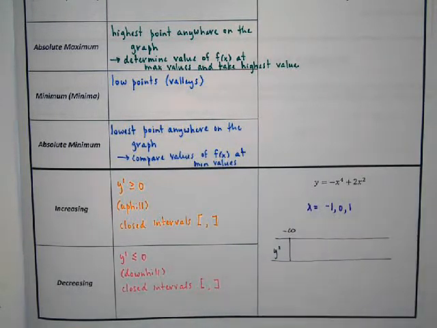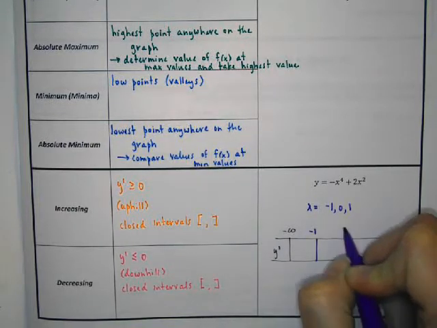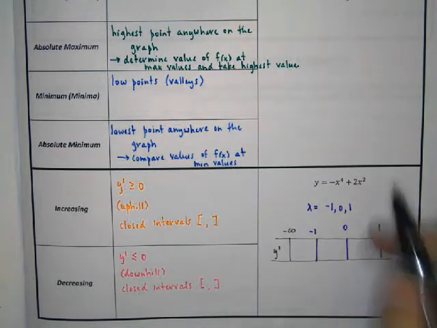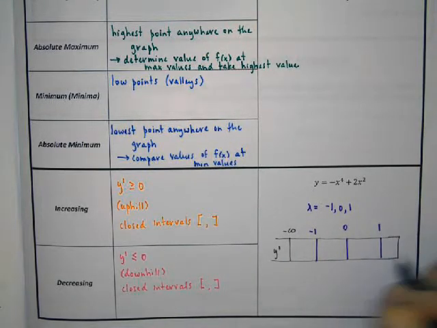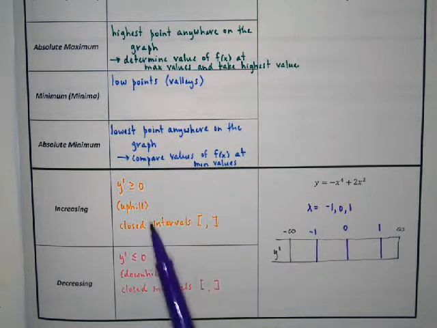Then I'm going to put in my critical points. So I have -1, I have 0, and 1. And then at this endpoint I have positive infinity. So now let's see what the sign of y prime is. And again, that's going to help us figure out where we're increasing and decreasing.